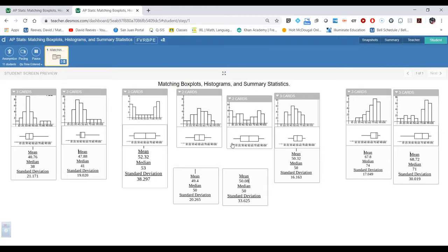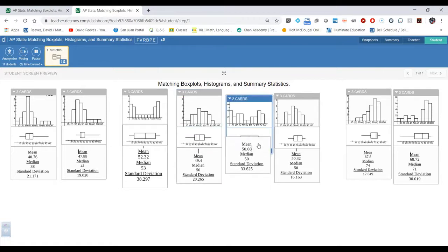Now, if you're saying, well, wait, this one goes from 0 to 100 and that one goes from 0 to 100, you're right. They both go from 0 to 100. But look at the data towards the middle, right? Which one has more data crammed towards the middle? It's this one. So it's going to have the smaller standard deviation, and this one's going to have the bigger standard deviation.